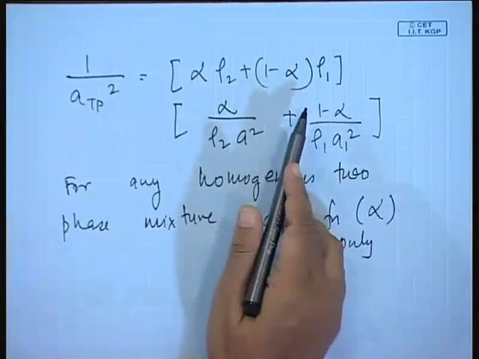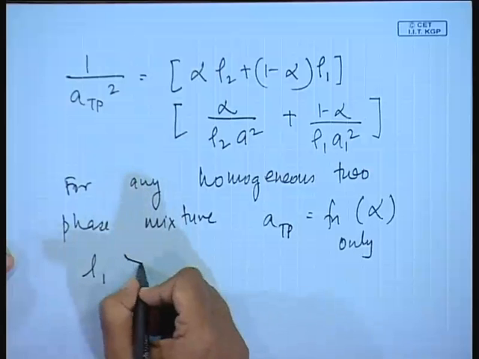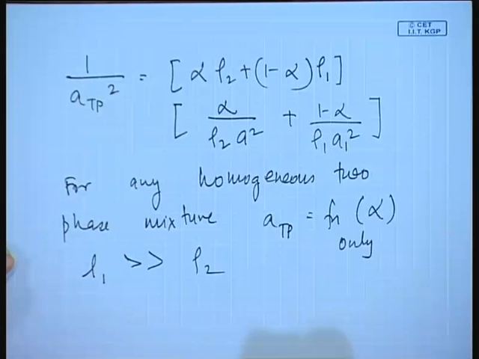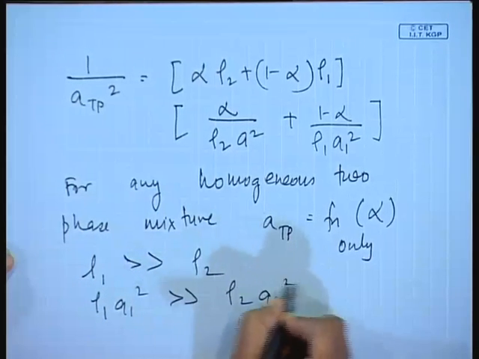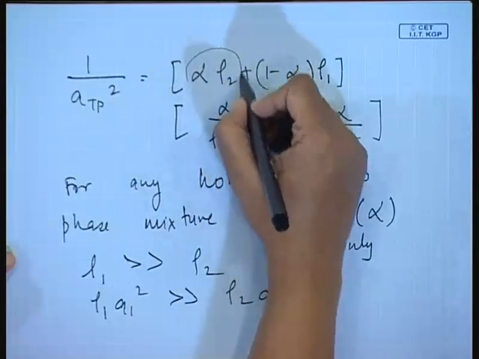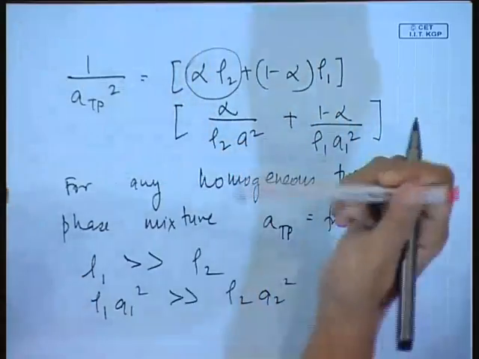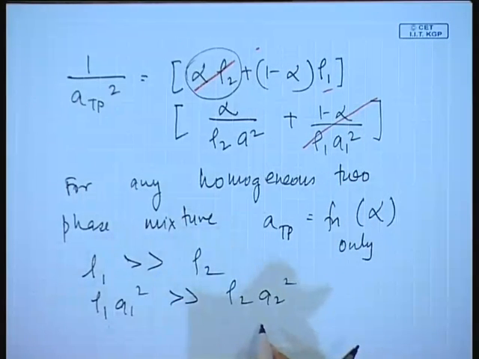Now, let us observe this particular equation. Just note that usually it is a gas liquid or a vapor liquid mixture, so rho 1 has to be much greater than rho 2. Do you agree with me? And rho 1 A 1 square has to be much greater than rho 2 A 2 square. So, if that is the case, then this particular term disappears, isn't it? Because rho 1 is much greater than rho 2. You agree? And this particular term should also disappear, since this is much greater than this.